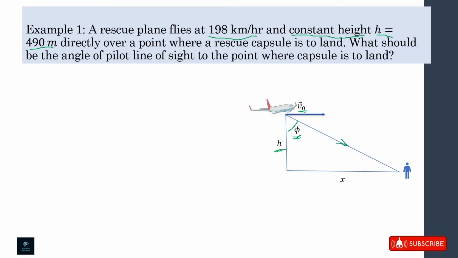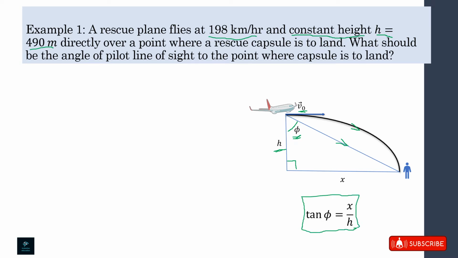Once released, the rescue capsule will have the velocity equal to the velocity of the plane. That is, it will have a velocity equal to 190 km per hour in the horizontal direction, and it will act as a projectile and follow this curved path. So the rescue capsule will follow this curved path and land at the desired point. From this figure, we can see that h and x are making an angle of 90 degrees. Therefore, tan of phi is equal to x by h.